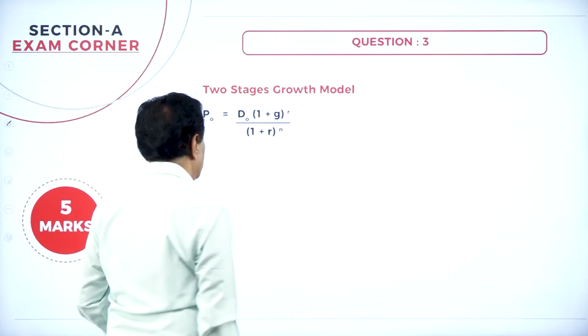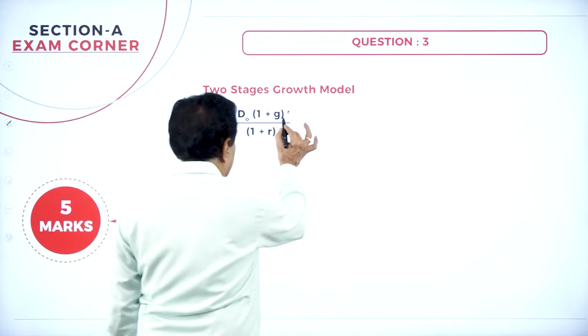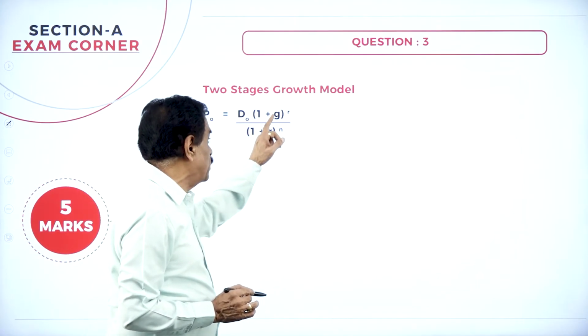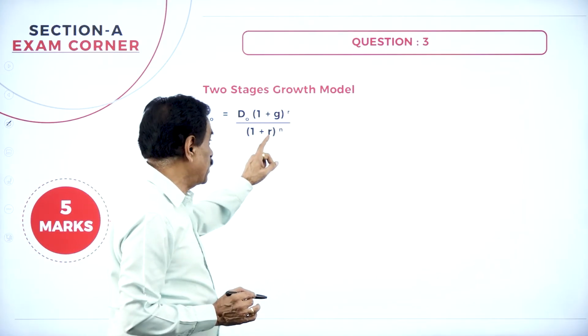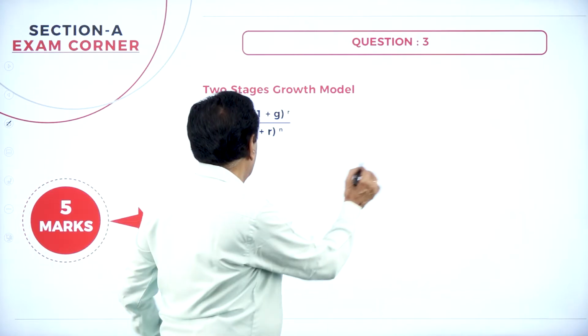Two-stage growth model. Here, P0 is D0 into 1 plus g to the power of. How can we do this? For 1 year, 1 plus R to the power of 1. Second year, D0, 1 plus g to the power of 2, divided by 1 plus R to the power of 2. It will go on for the number of years.